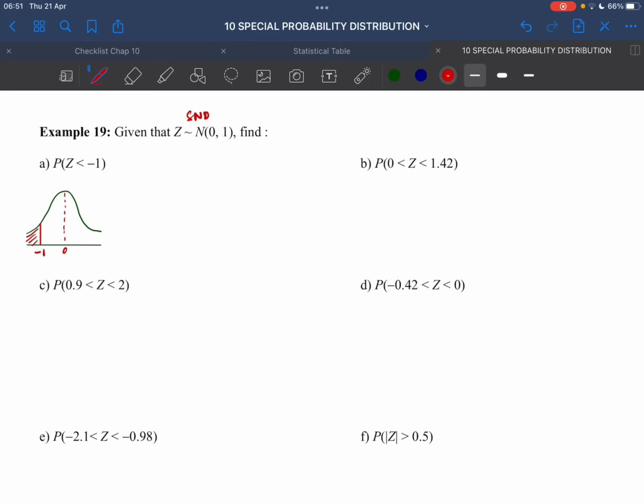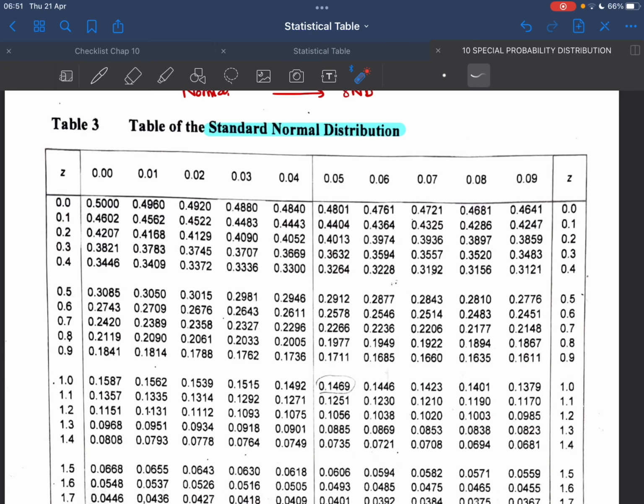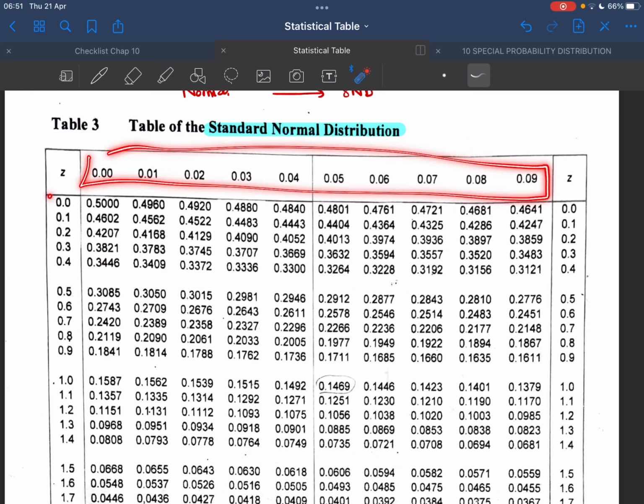What we can do is shift negative 1 to the right hand side, and this is your 1. The area will be the same as this area here, which equals P(Z greater than 1). Now we are going to look at the table. It is already standard normal distribution. So how are we going to use the table? This is your z. This is also your z.